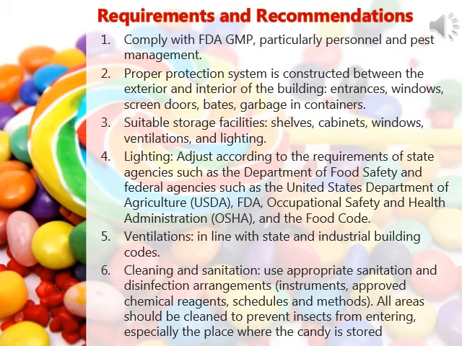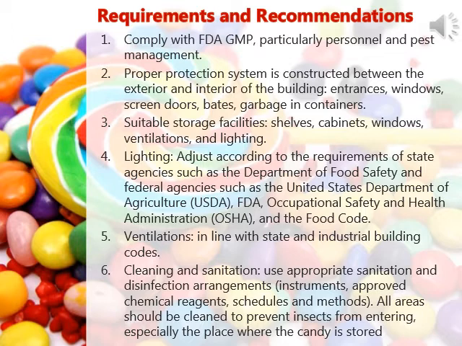Requirements and recommendations. Number 1, comply with FDA GMP, particularly personnel and pest management. Number 2, a proper protection system is constructed between the exterior and interior of buildings: entrances, windows, screen doors, drains, garbage, and containers. Number 3, suitable storage facilities: shelves, cabinets, windows, ventilation, and lighting.